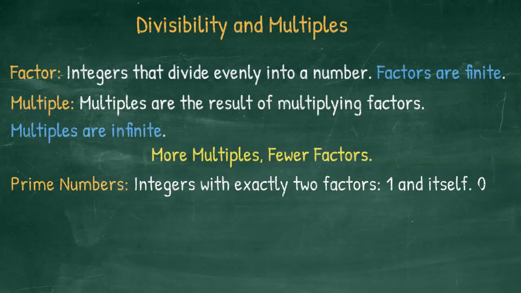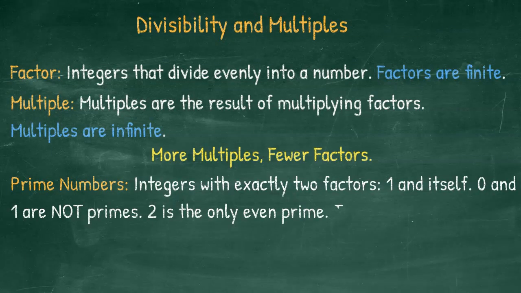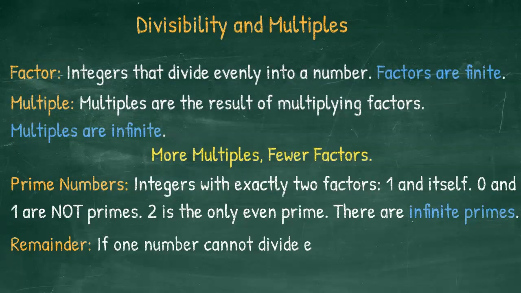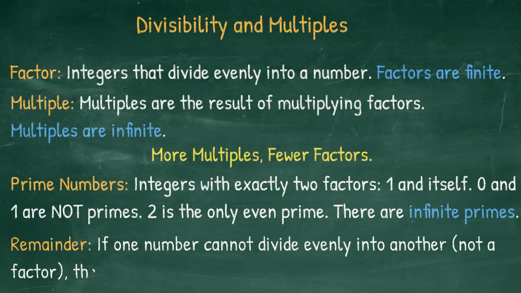Now you want to know about prime numbers. These are integers with two factors, one and itself. Some facts about primes that are helpful on the exam: 0 and 1 are not primes. You should remember that 0 and 1 are not primes. 2 is the only even prime number. That's another important fact. And there are also infinite primes. You should know that as well.